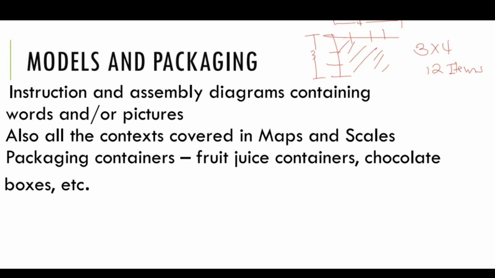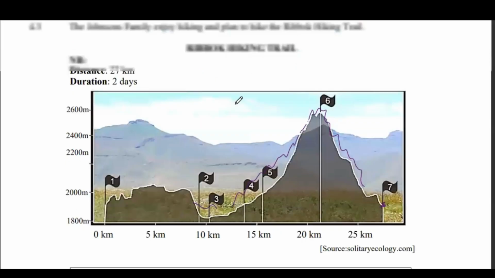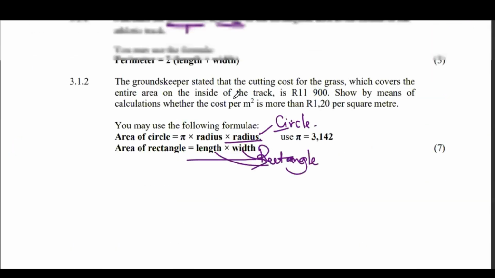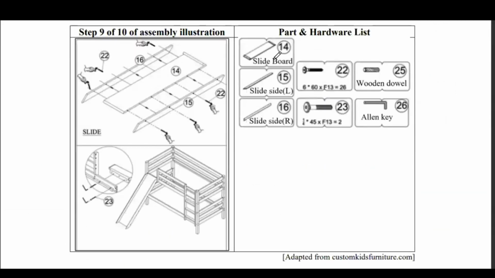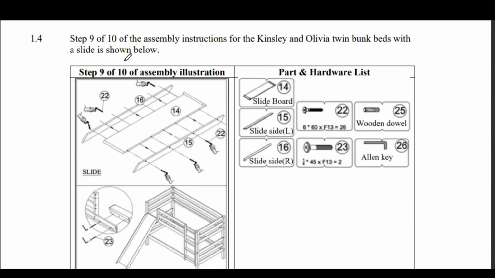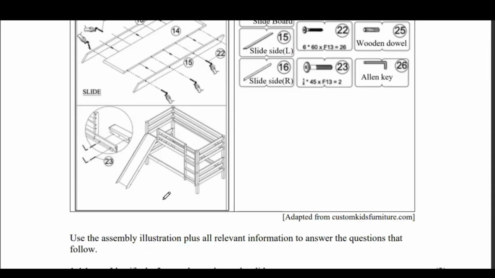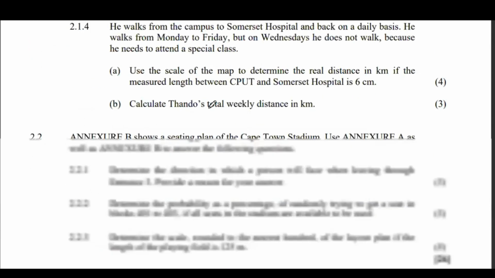Assemble. To assemble, this is when we follow the plan. This is assembly. You understand? They were assembling a bed. Step 9 of 10 of the assembly instructions for the King's train bunk beds with a slide, as shown below. You see that? But how do you assemble it? So that will become our question today.